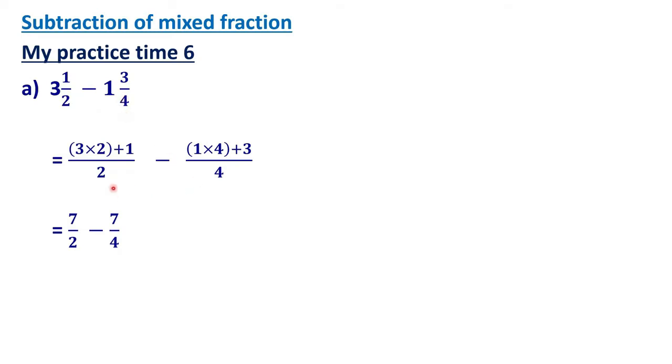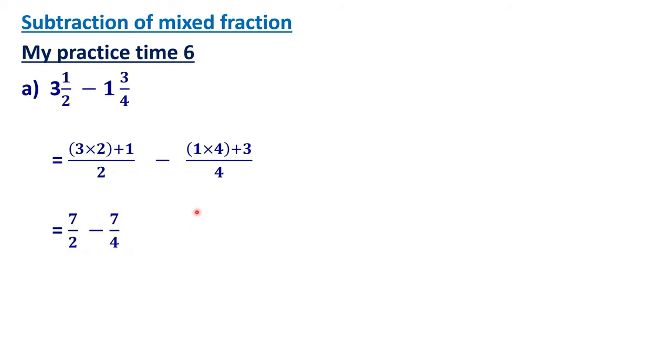Okay, so when we solve this, we get 3 into 2 is 6, 6 plus 1 is 7, so 7 by 2 we are getting here. Then minus sign, and then 1 into 4 is 4, 4 plus 3 is 7, 7 divided by 4 we are getting. Now the fractions are 7 by 2 minus 7 by 4.